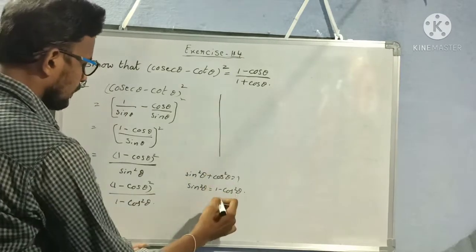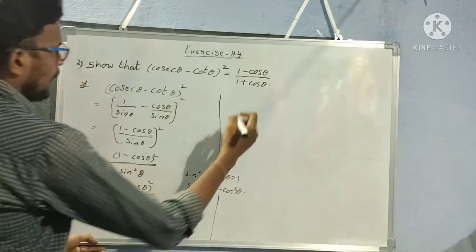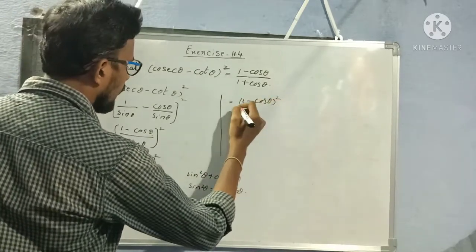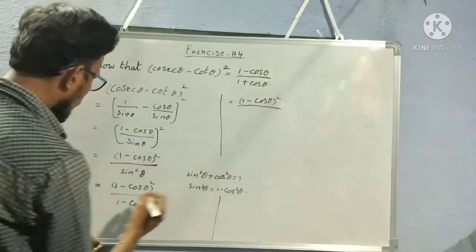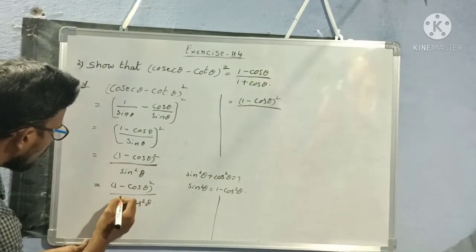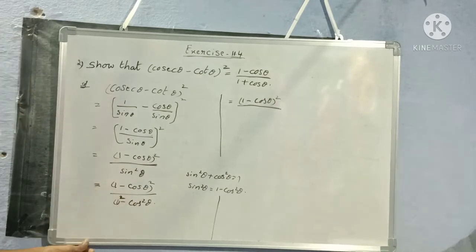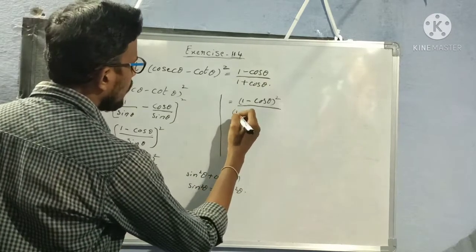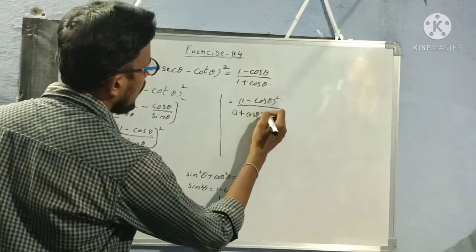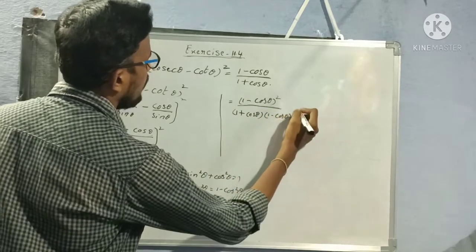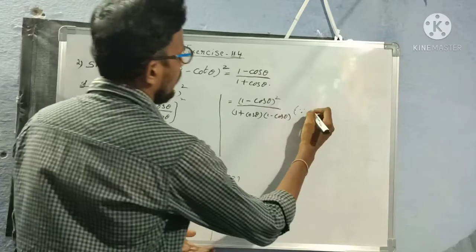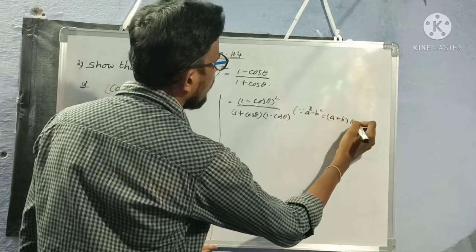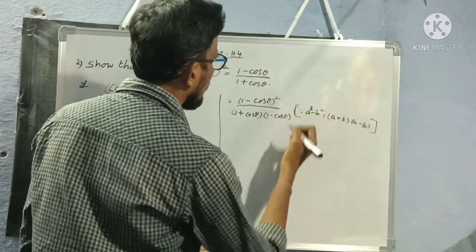Next, the numerator I will write like that only, that is equal to (1 minus cos theta) whole square by, so here 1 I can write as 1 square, because 1 into 1 is 1 only. So instead of 1 I am writing 1 square here. This is in the form of a square minus b square, that is equal to (a plus b) into (a minus b). So (1 plus cos theta) into (1 minus cos theta). Since a square minus b square is equal to (a plus b)(a minus b), this is the formula I have used.